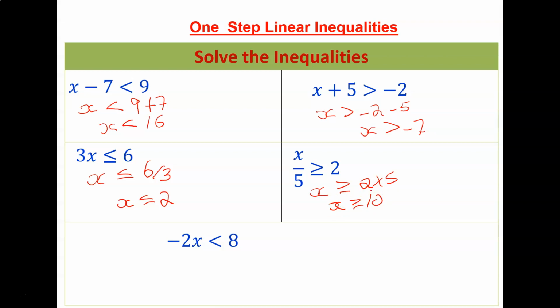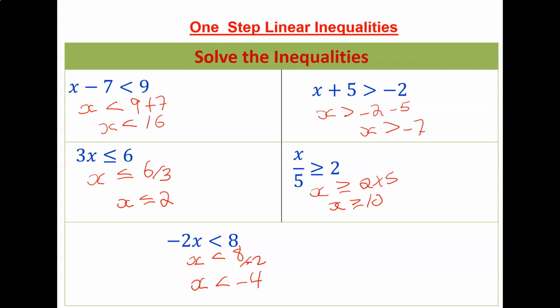Now here, it says minus 2x is less than 8. Let us use the same way. Minus 2x means minus 2 times x, so we need to divide the other side by minus 2. And by doing that, we get x is less than minus 4.